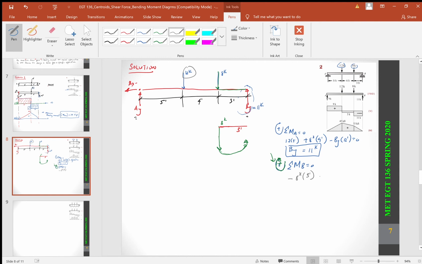My 12 kips over 7 feet. Okay. Plus my AY. This is my AY. It's a force here. And that has a span from the point of interest, and that's going to be 12 feet, equals 0. Then my AY happens to be 9 kips. This is 9 kips. So I'm just going to erase this part right here.